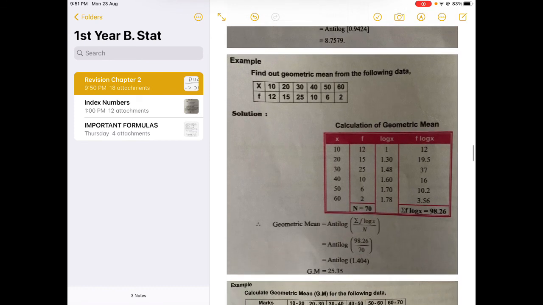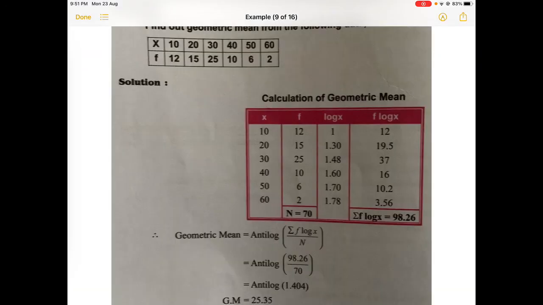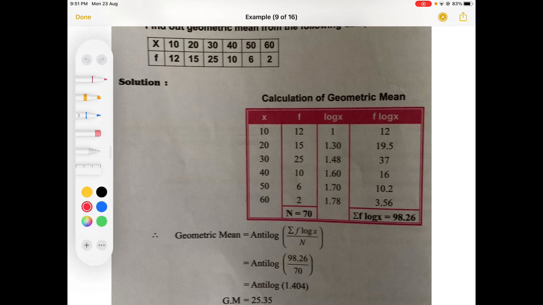Now in the discrete series, let me expand it a bit. So we are asked to find the geometric mean. So we take all the x's. Let me take the highlighter. So we take all the x's. We take all the frequencies. Then what do we do? We take first the log value of the x's. So log 10 is 1. Log 20 is 1.3. Log 30 is 1.48. So we calculate all the log values for the x's.